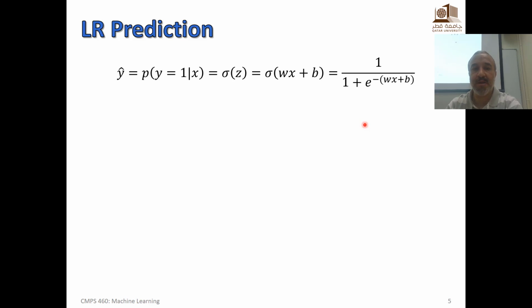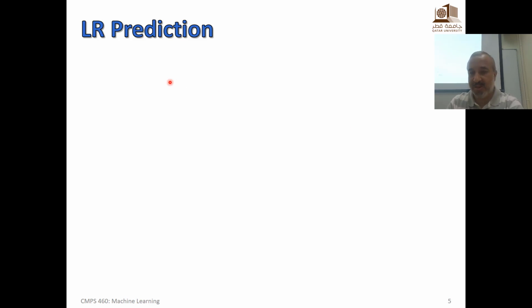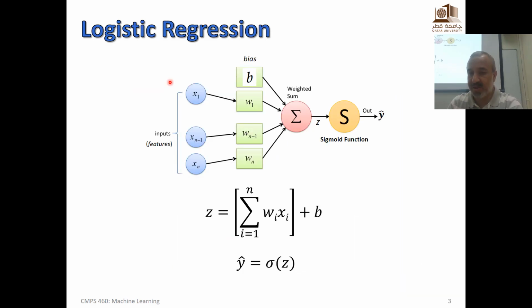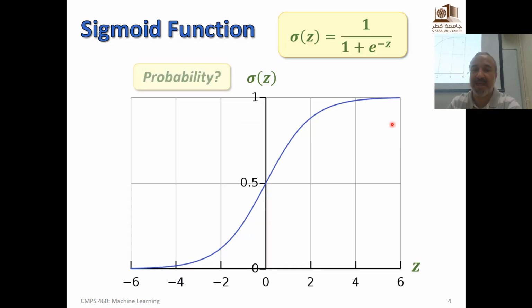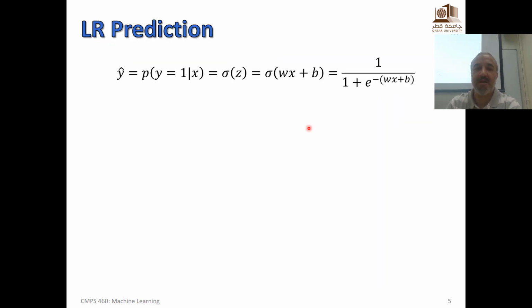How will we do prediction? As you see in the slide here, and as we saw in the perceptron, the output value here is the predicted value. So y hat is the predicted value. In this case, we will consider it the probability that the class is 1 given the input x.